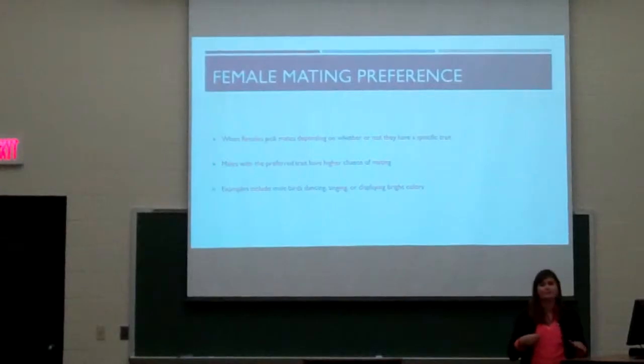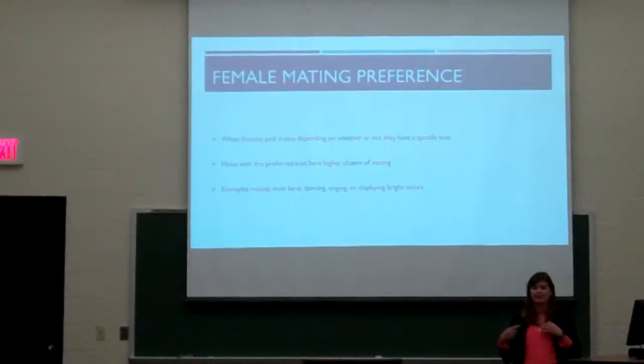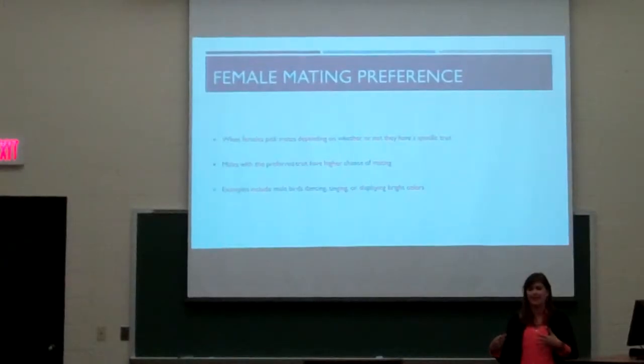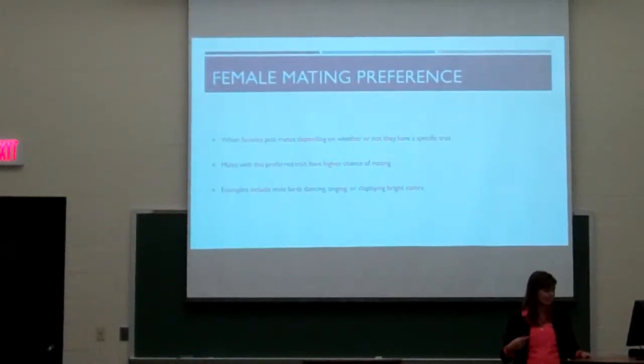Okay, so female mating preference. This is a behavior of many types of animal species, and basically it's defined as the variation of females picking mates depending on whether or not they have a specific trait. So if a female has a preference for the fish to be as brightly red as it can, the male that is the brightest red is going to have a higher chance of mating with the females. Some examples include male birds when they're dancing, or they sing, or they display these bright colors.